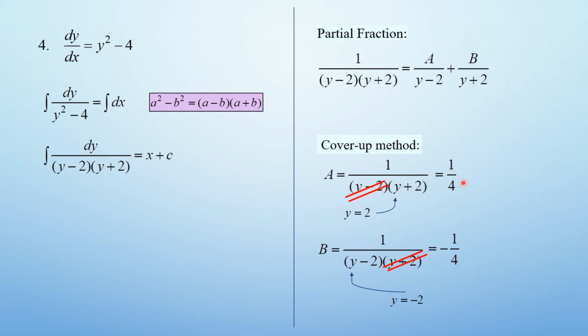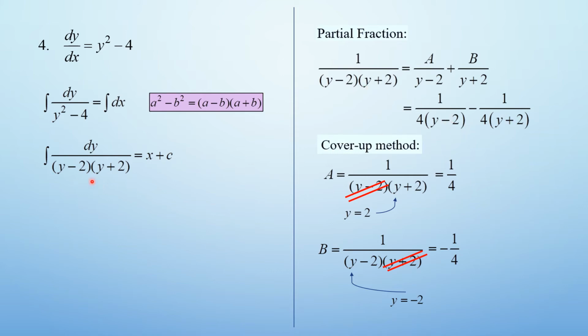A is a quarter. Now substitute 1 over 4 into a, and b is negative a quarter. Substitute b as negative 1 over 4. So we get the following expression: 1 over 4 times y minus 2, minus 1 over 4 times y plus 2. So this is the partial fraction decomposition for this given quotient. Okay, so we get two partial fractions.